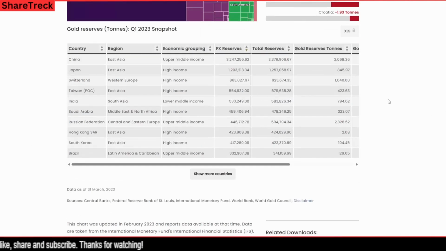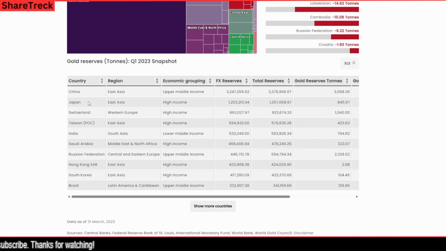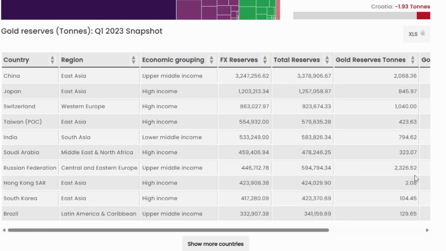And in terms of the countries which are holding the most reserve, we have the top 10 out here. The very first one is Russian Federation at 26.52 tons, followed by China at 2068 tons, followed by Switzerland at 1040 tons, then Japan at 845 tons, and followed by India at 794 tons. So these are the top 5 that I can see.